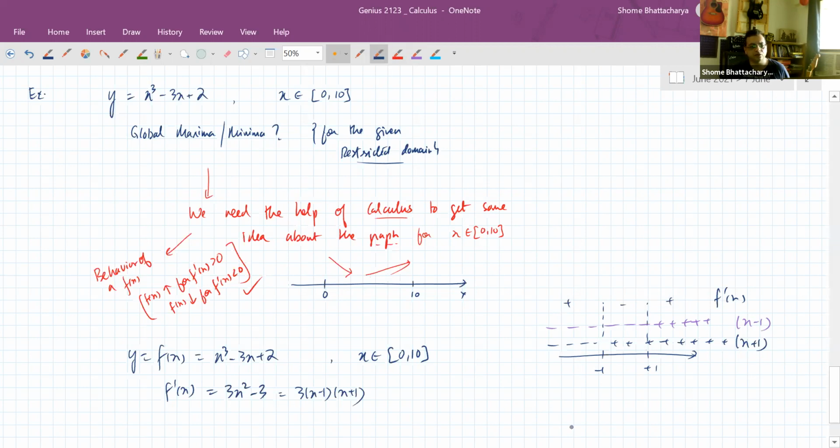So now I have taken a restricted domain. So x I'm taking only between 0 and 10. So between 0 and 10, you can see I have a critical point of only plus 1. So f prime x is negative up to here, and so in my restricted domain, this is what I can see. So about the function, therefore, what I can say is that the function is decreasing in this region and increasing in this region.